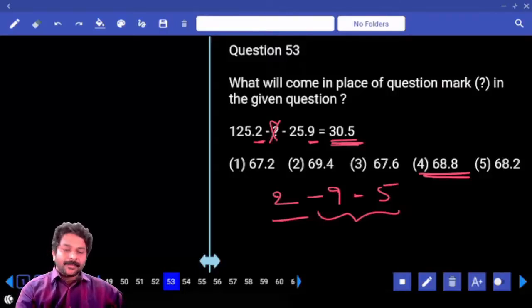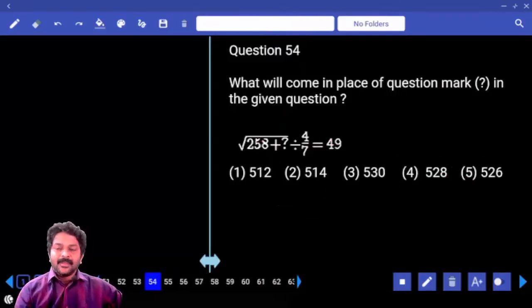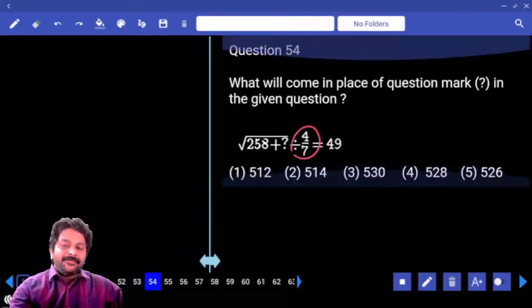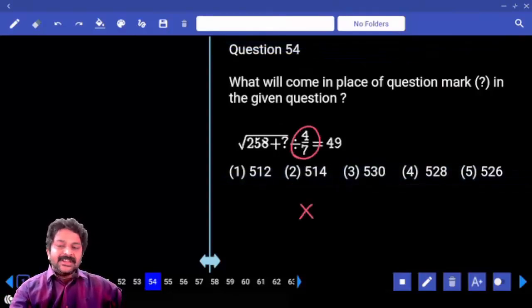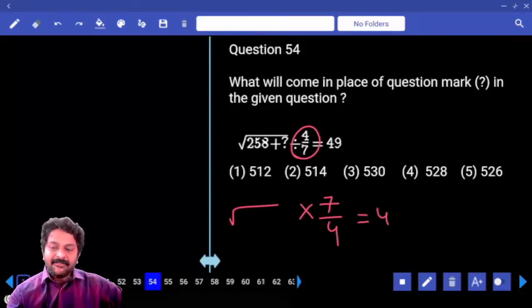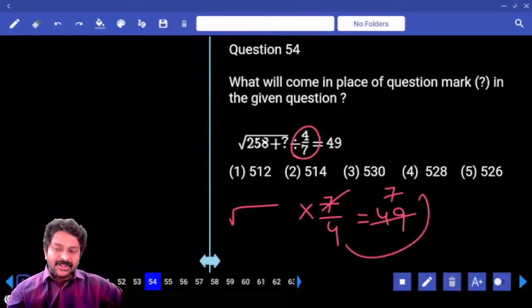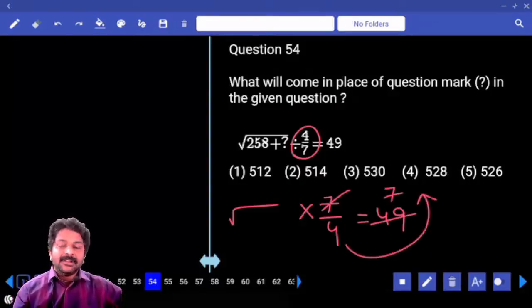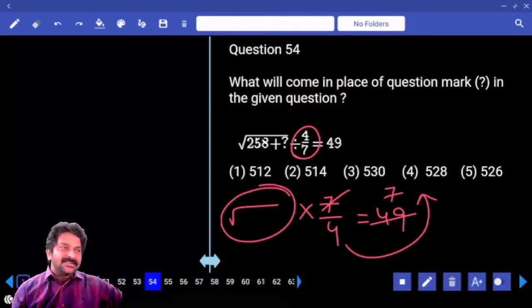Over. Next. Divided by 4 by 7. Can we write it as into 7 by 4? Can you interchange the symbol divided by and multiplication? Yes, but when you do that, you'll have to take the inverse of the number. So 4 by 7 becomes 7 by 4. Okay. On the left hand side there is a number, and on the right hand side we have 49. 7 how many times? And 4 goes to the other side. 7 into 4, 28. So the under root value is equal to 28.